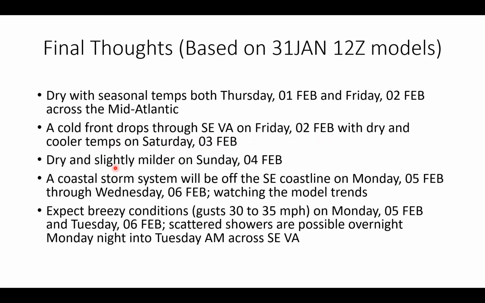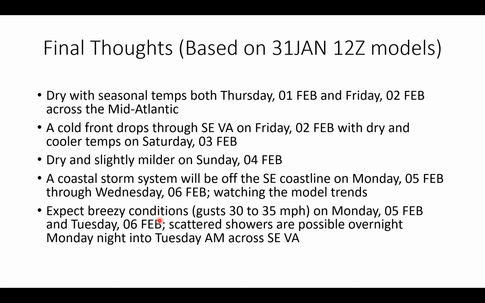After that, we see a dry and slightly milder period on Sunday to end the weekend, coming up on the 4th of February. And then we'll see a coastal storm system, which will be well off the southeast coastline from Monday the 5th of February right on through Wednesday the 6th of February. Now, we will continue to watch the model trends. At this point in time, it really doesn't look all that significant. But you never know with these things. We're still 5 to 6 days out, so we'll continue to watch the model trends to see if we can get any kind of precipitation into southeastern Virginia.